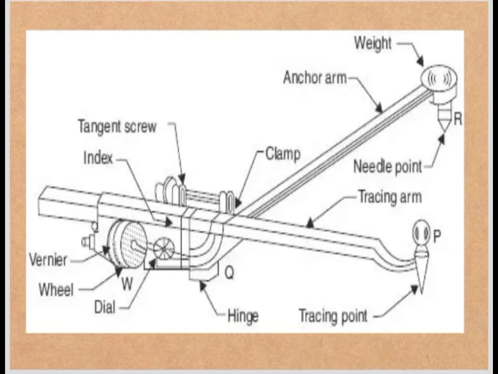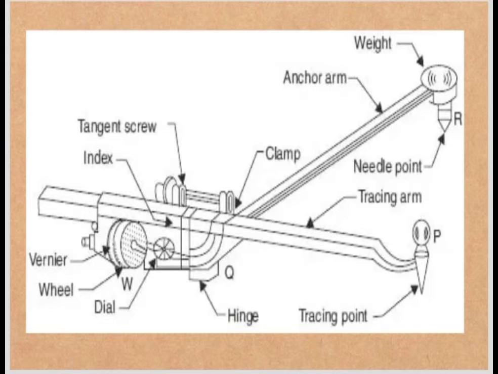Then we have the weight and the needle point. It is also called the anchor. A fine needle point is located at the base of the heavy block. This needle point is anchored at the required station on the plan. Clamp. It is used to fix the tracing arm in standard length without any extension. Hinge. The tracing arm and anchor arm are connected by a hinge to the integrating unit. With the help of this hinge, the arms can rotate about their axis. We have tangent screw. It is used to extend the tracing arm to the required length.